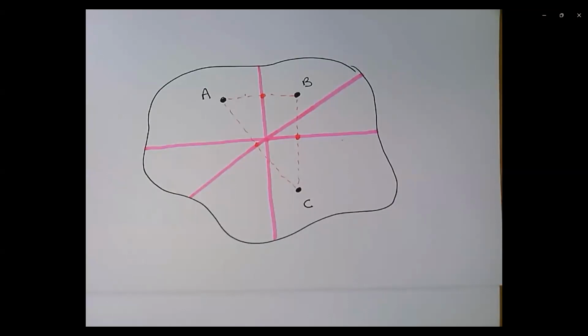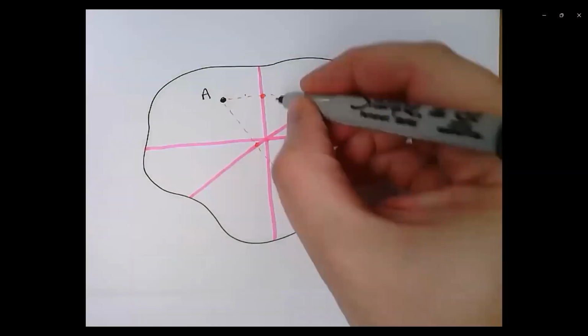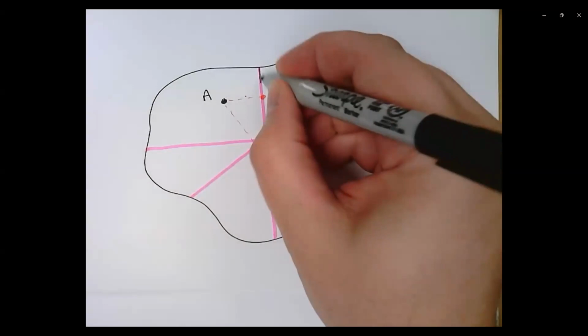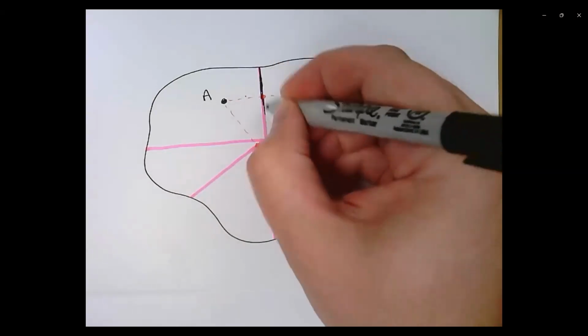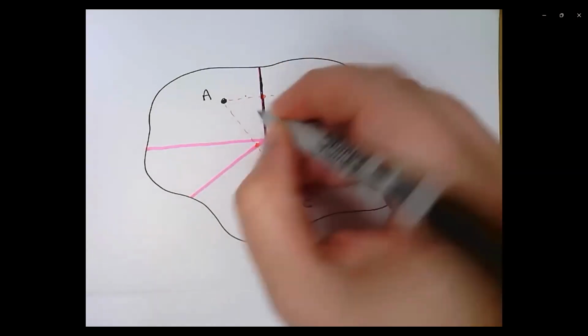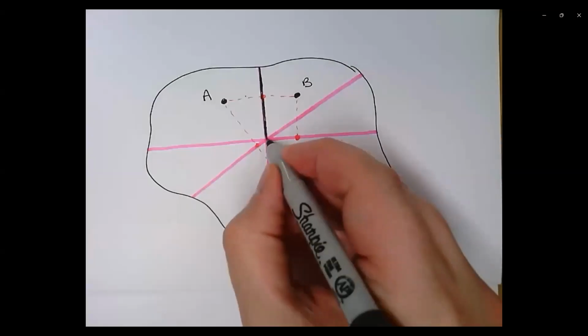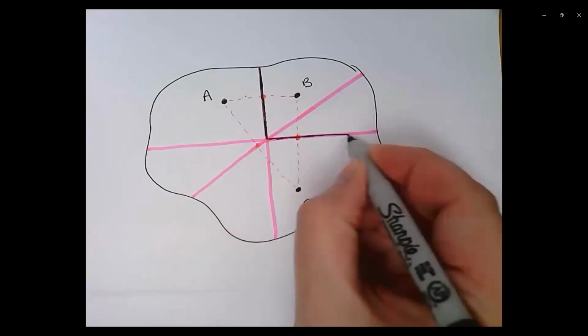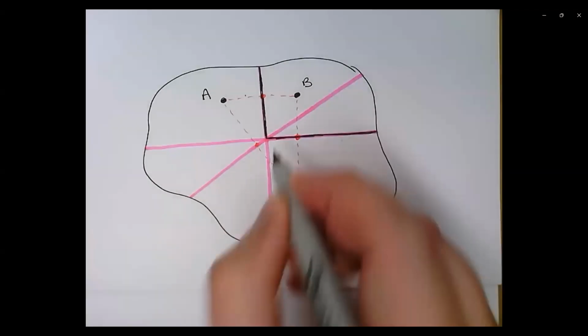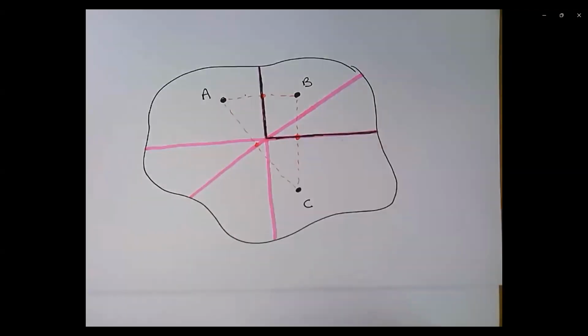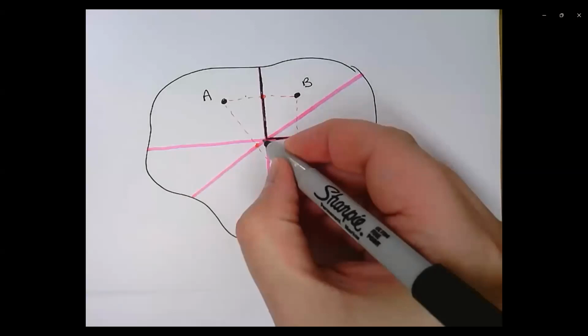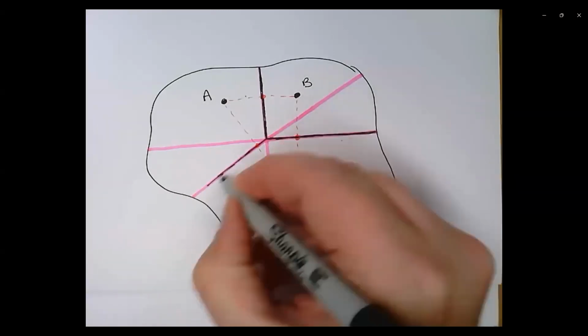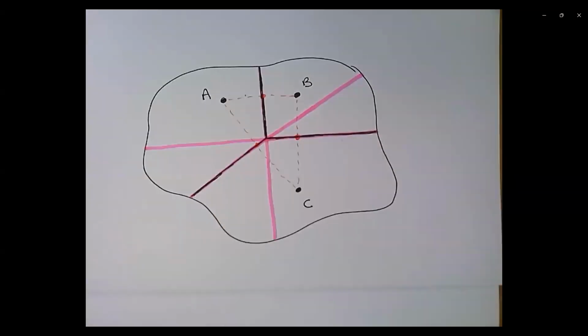Now what I want to do is actually highlight a couple of those lines just to make sure that I'm representing all the areas fairly. So from here to here, I'm definitely splitting A to B. And over here, I'm definitely splitting B to C. And then finally, I want to split A and C. So I'm just going to do a line like that.